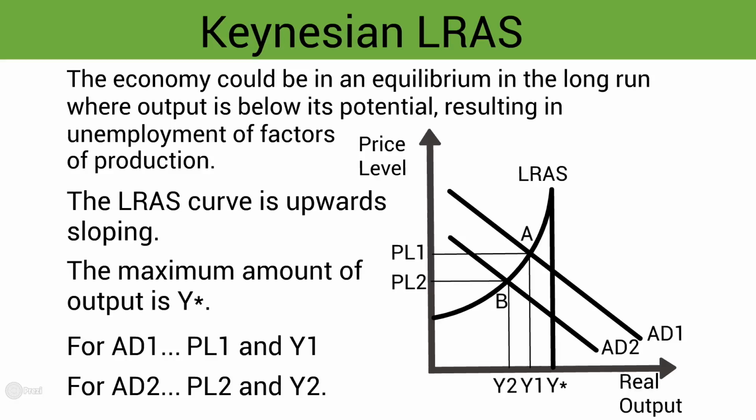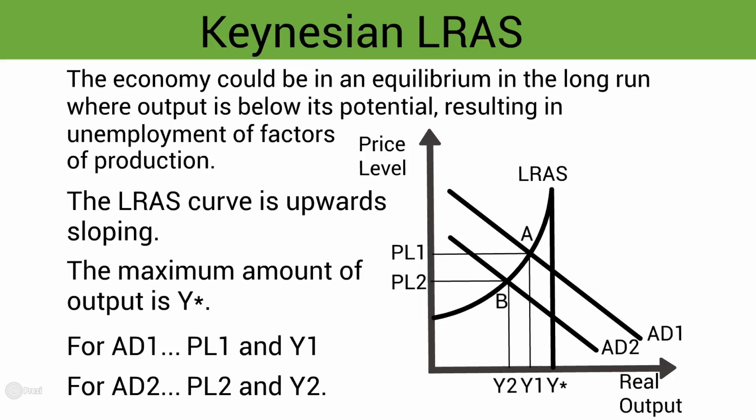When there is a large negative output gap in an economy, Keynesian economists believe that the government has a role to stimulate demand and push the economy to producing a level of real output that is nearer to the economy's maximum level of output, i.e. push the economy from Y2 closer to the maximum level of output, which is Y star.